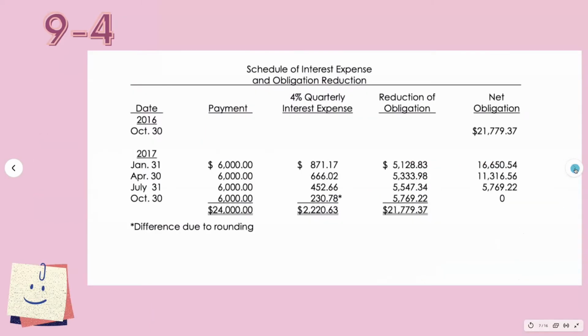And then continuing with 9-4, you see we have here a schedule of interest expense and obligations. And again, this is something that I would recommend that you complete in Microsoft Excel. There's a template. You can just look for an amortization schedule, or you can look for an interest expense or a notes payable schedule, and it has everything pre-populated for you directly from Microsoft.